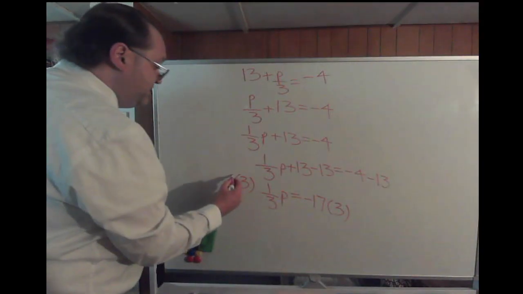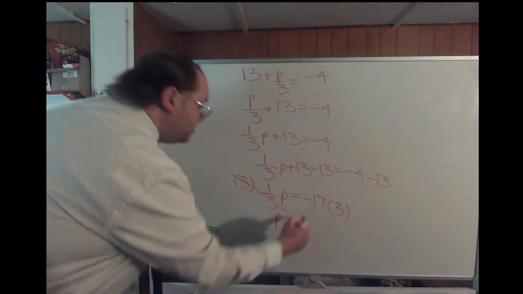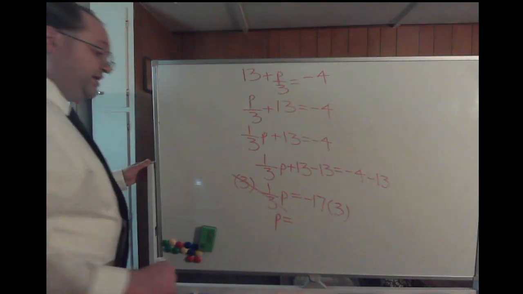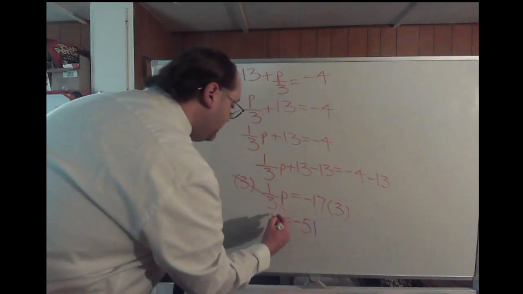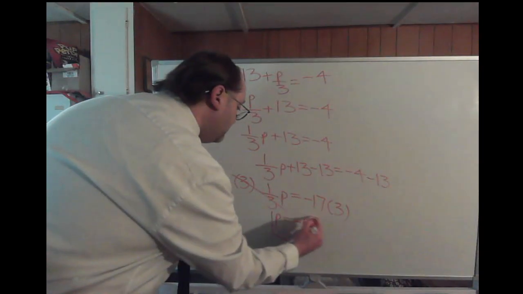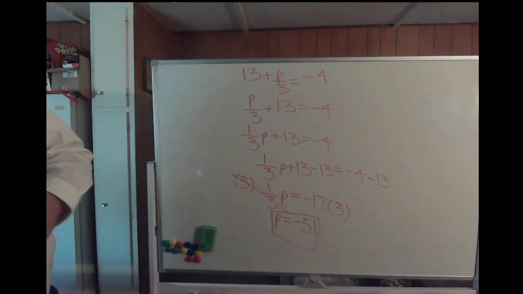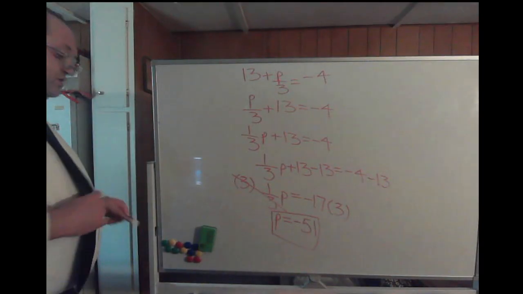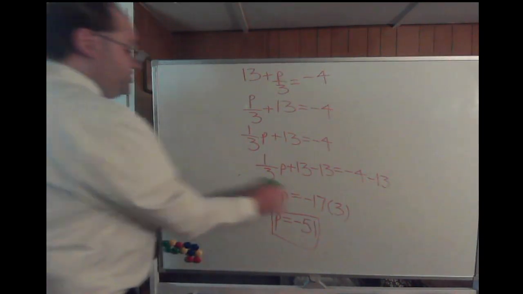On the left side, the 3's cancel out. You're just left with p is equal to negative 17 times 3. That's negative 51. That would be your answer. P is equal to negative 51. So, really not much to these.